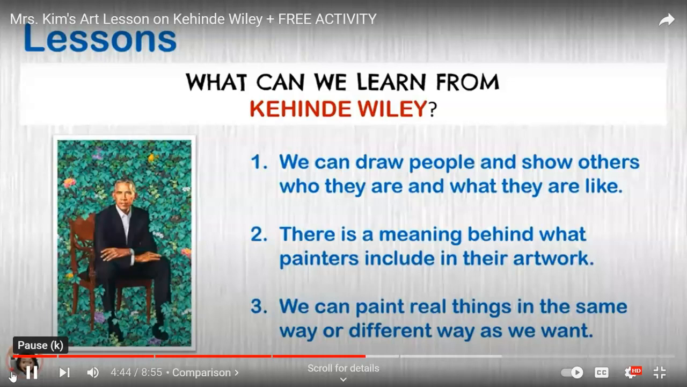Let's review our lessons that we learned from the artist Kehinde Wiley. Number 1, we can draw people and show others who they are and what they are like. Number 2, there is a meaning behind what painters include in their artwork. Number 3, we can paint real things in the same way or a different way as we want.